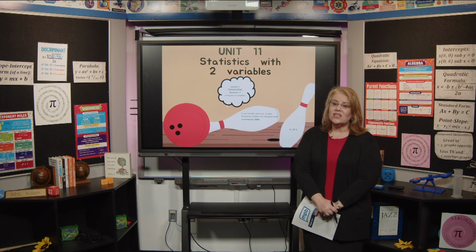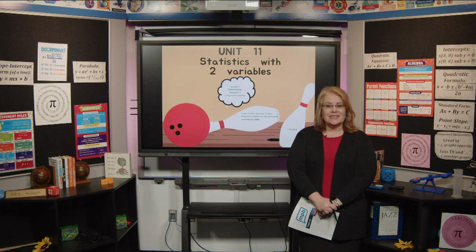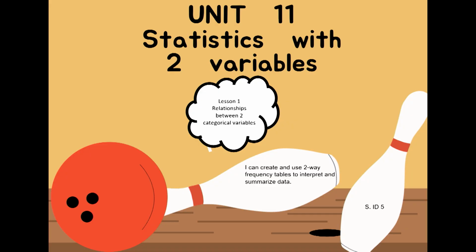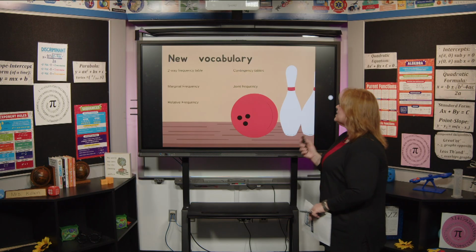We're in our last unit of Algebra 1, statistics with two variables. So I want us to look at our lesson 1. It's relationships between two categorical variables. I can create and use a two-way frequency table to interpret and summarize data. We're looking at SID 5. So let's go ahead and jump in and see what we've got.